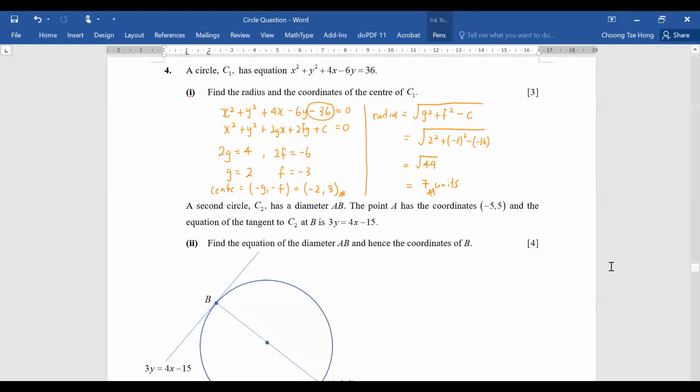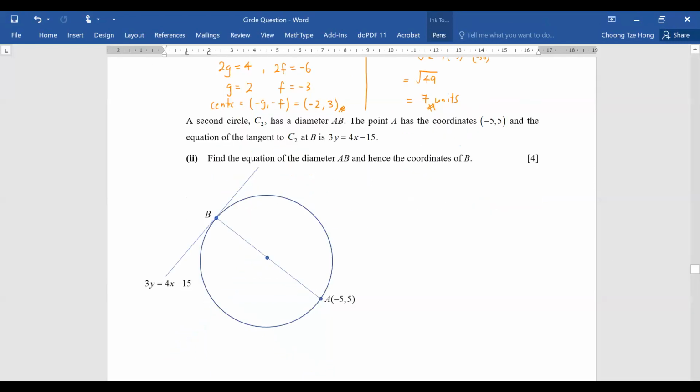Let's move on to part 2 of the question. There's a second circle C2 that has a diameter AB. The point A has coordinates negative 5, 5, and the equation of the tangent to C2 at B is 3y equals 4x minus 15. Find the equation of the diameter AB and hence the coordinates of B.